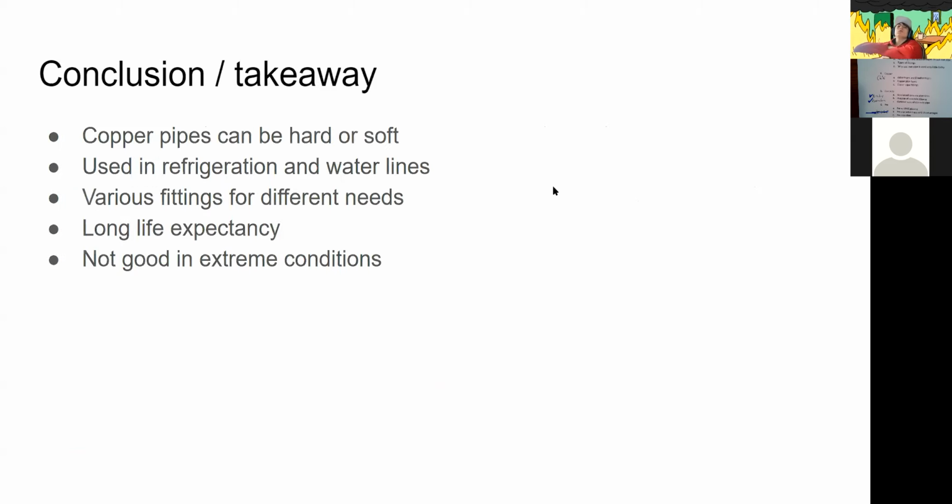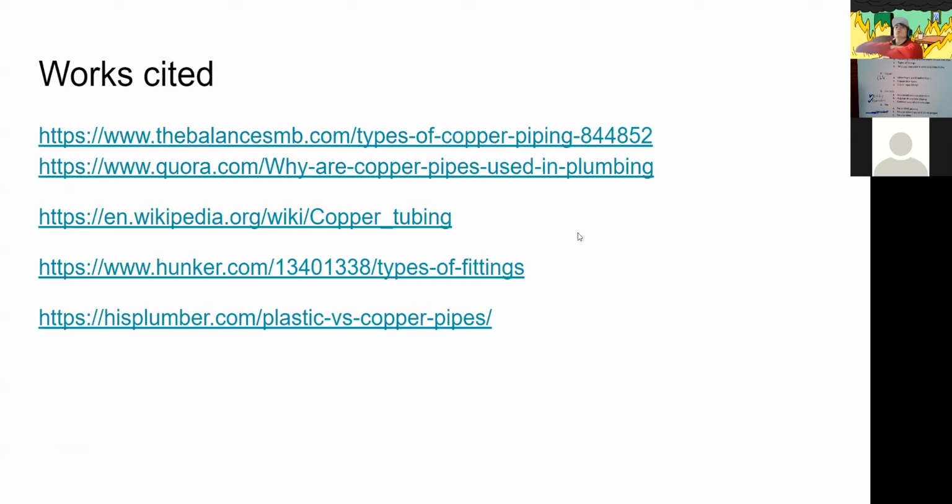The conclusion and takeaway is that copper pipes can be hard or soft. They're used in refrigeration and water lines, with various fittings for different needs. They have a long life expectancy, and they're not very good in extreme conditions. Here are the works I did. And that's it.